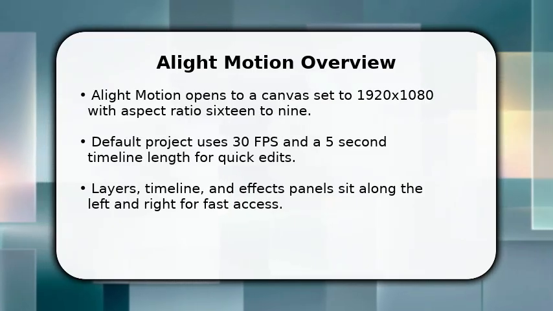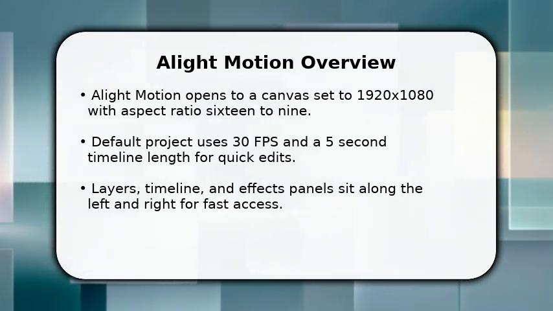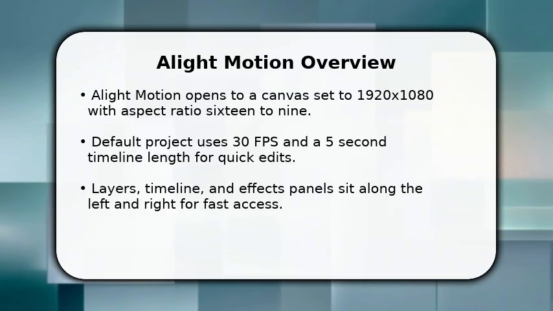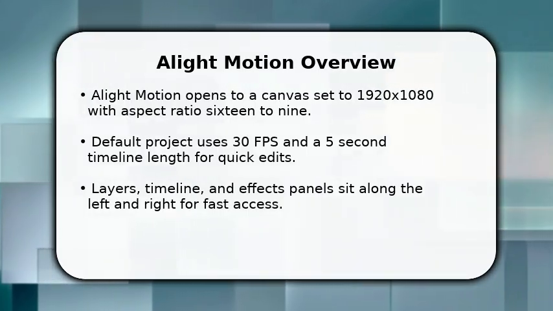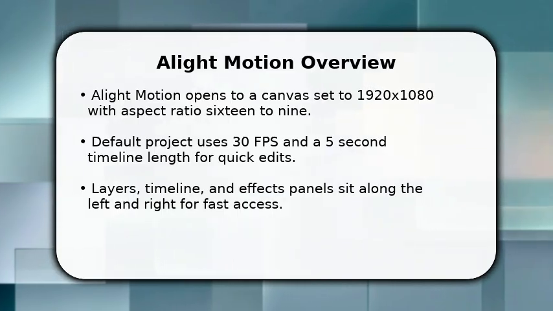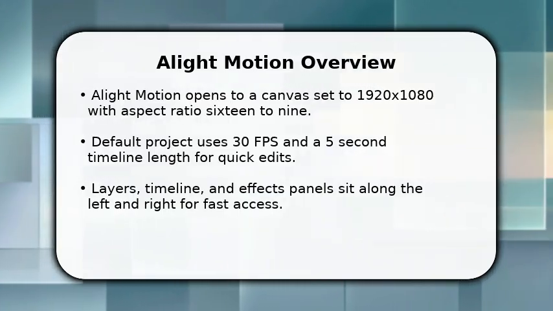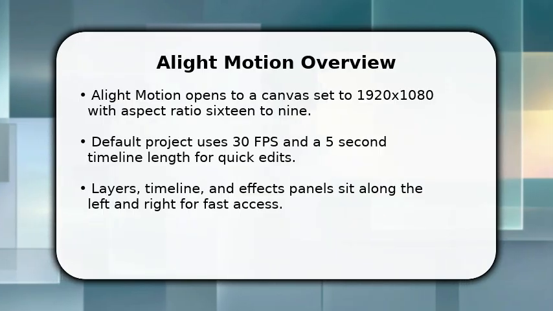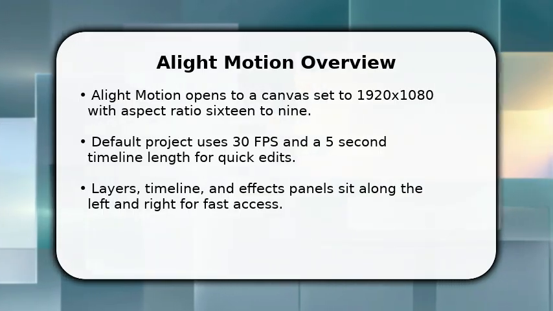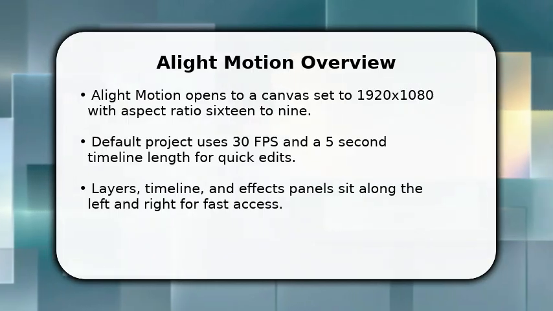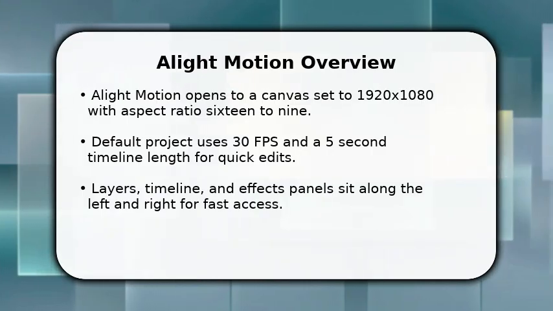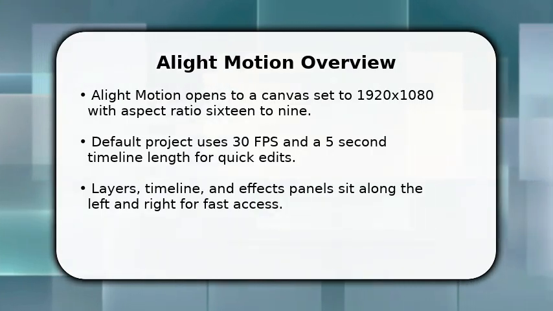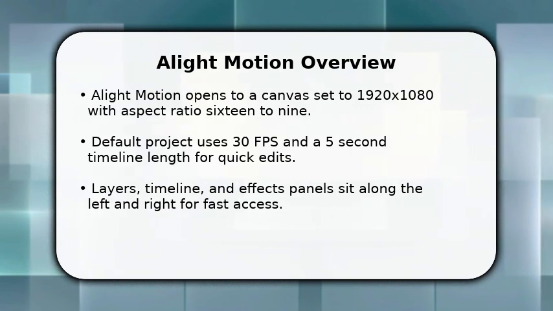Enjoy the video. Welcome to Alight Motion and this full beginner guide to efficient editing. Open the app and start a new project with 1920 x 1080 canvas and 16:9 aspect ratio. Set your frame rate to 30 FPS for smooth playback and set an initial duration to 5 seconds if you are practicing. Notice the layout: layers on the left, timeline in the center, and effects panels on the right. Learn these controls first to speed up every future project.